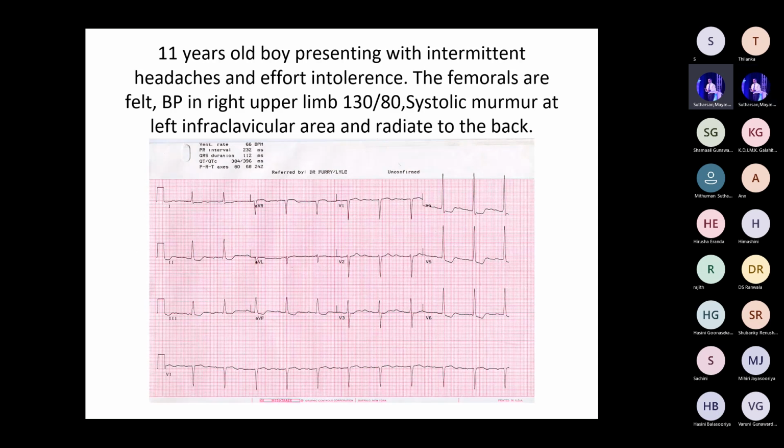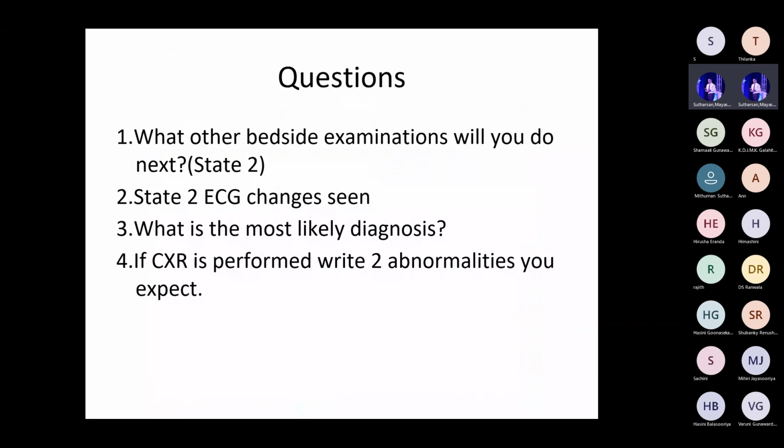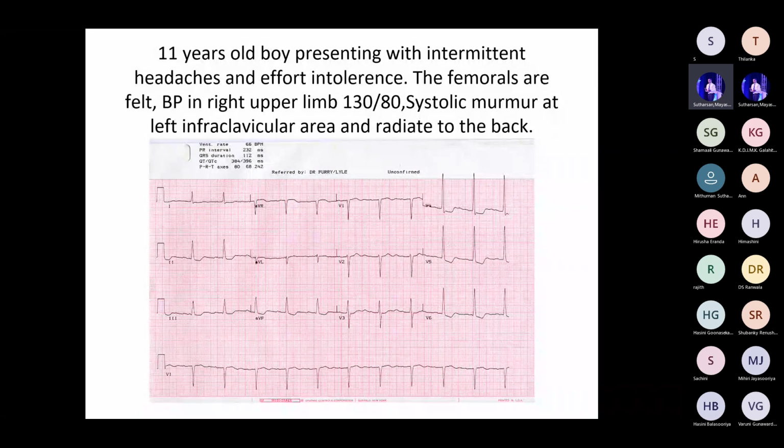Right. So this is an 11 year old presenting with intermittent headaches and effort intolerance. So he's a bit tired and has headaches. Femorals are felt. Blood pressure, right upper limb 130/80. Systolic murmur, left infraclavicular area radiating to the back. Here I put the questions. What other bedside examinations will you do? State 2 ECG changes seen. What is the most likely diagnosis? If a chest X-ray is performed, write 2 abnormalities which you see. This is very, very important, and you cannot afford to miss these findings.